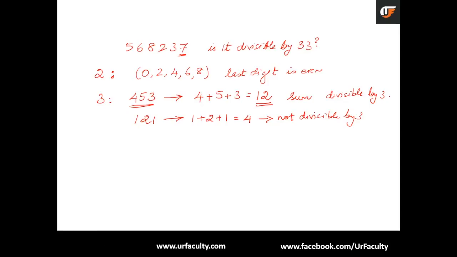Let's take in this example 568237. So 5 plus 6 is 11. 11 plus 8 is 19. Then 21. 21 plus 10, 31. If you sum up all these numbers, you get 31. And 31 is not divisible by 3. And hence this number is not divisible by 3.